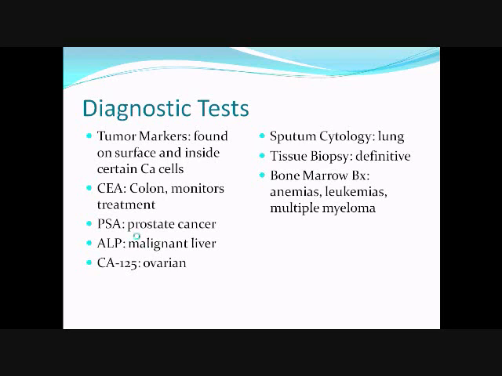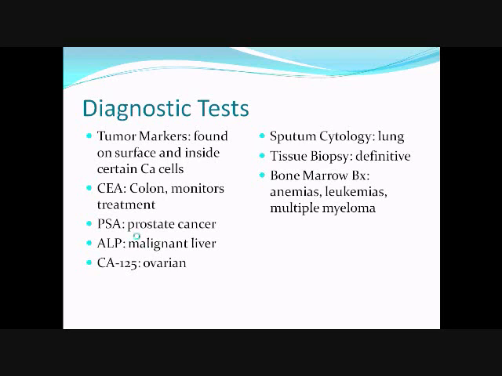There's some different types of places that we get material for testing. We can do a sputum culture and look at that. We can do tissue biopsies, and those are fairly definitive. We can do bone marrow biopsies. We can look and find things like anemia, leukemias, multiple myelomas. As you've done this reading, you've also noticed that we can do scrapings and washings, and quite a few different ways that we can actually collect tissue for testing.